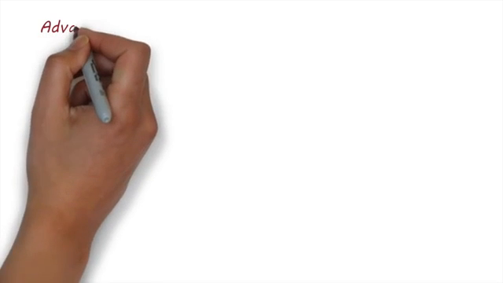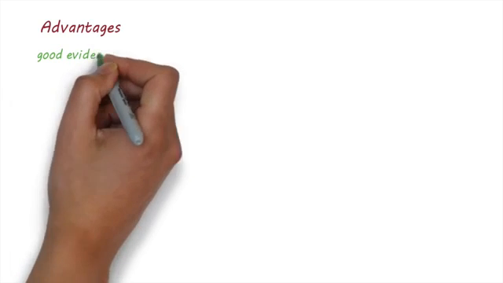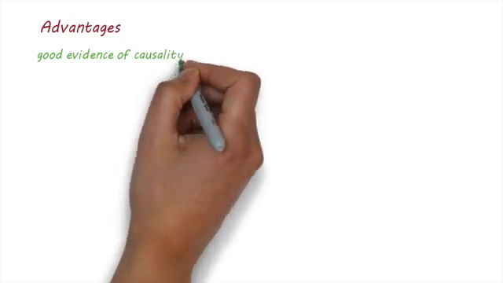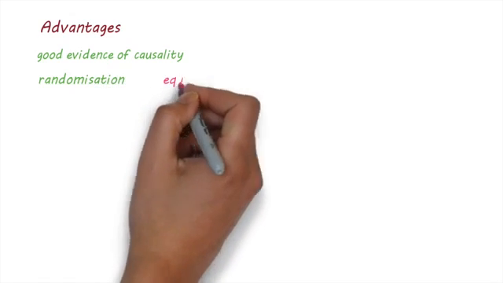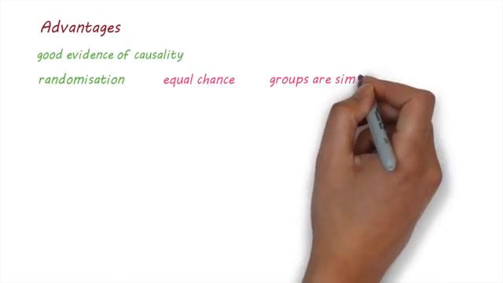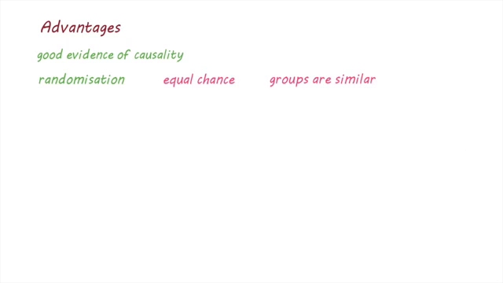The main advantage of a randomized controlled study is that it can provide good evidence that the intervention led to an outcome. Randomization ensures that both groups have an equal chance of receiving the intervention and that they have similar characteristics. This way, the effect of the intervention can be determined without other factors influencing the outcome.